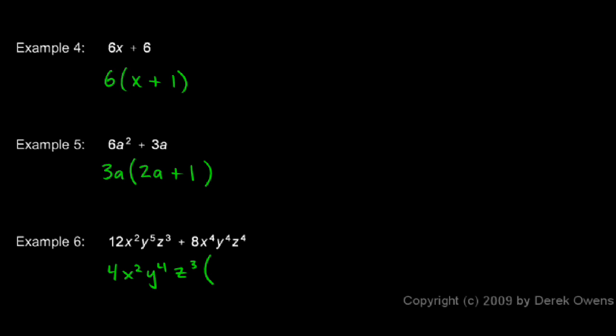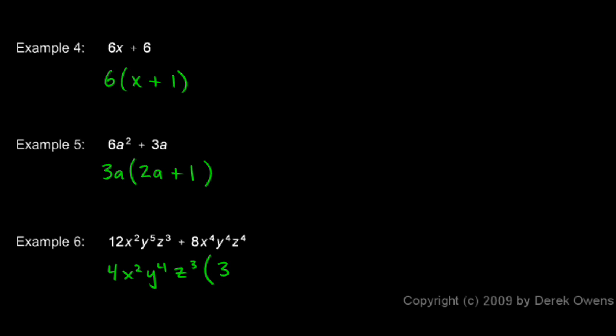Look at the 4 first. 4 times what gives me 12? 4 times 3. And then look at the x. X squared times what gives me x squared? Well, just 1. So you could put a times 1 here, but that's completely unnecessary, so don't write it. Multiplying by 1 has no effect. So the x's are fine.